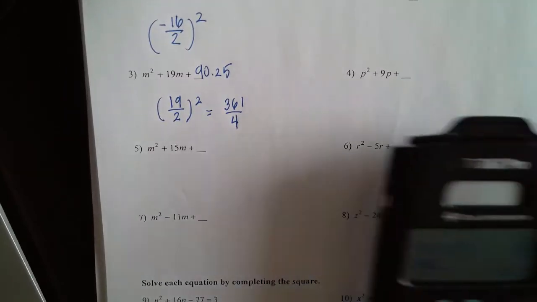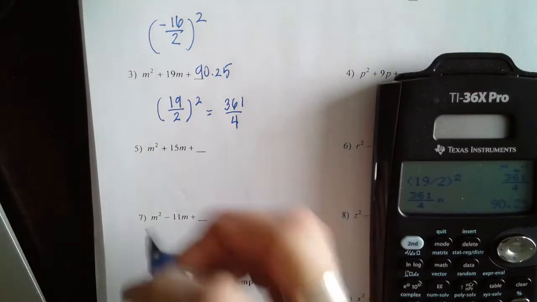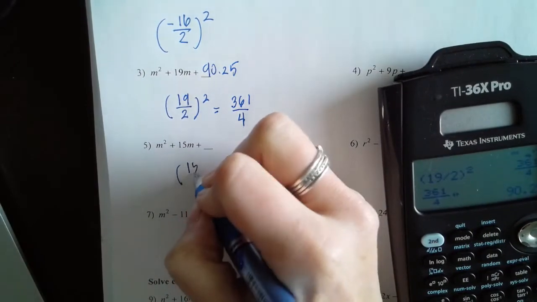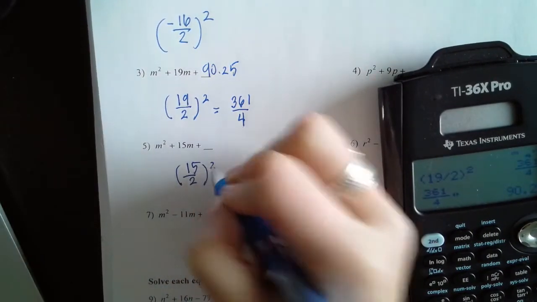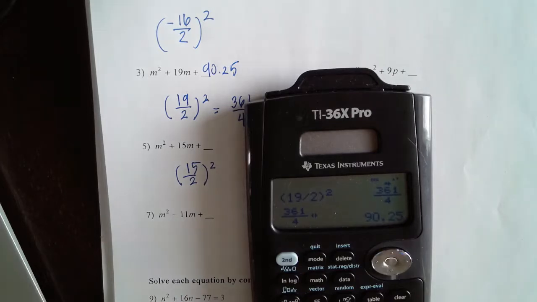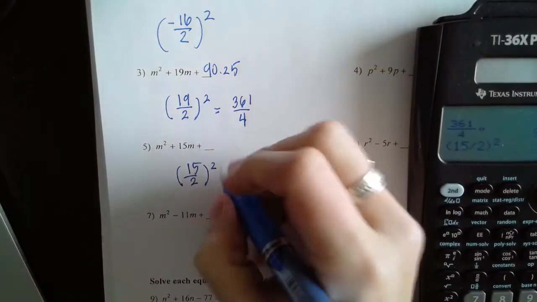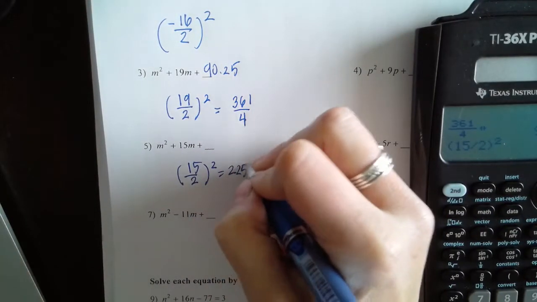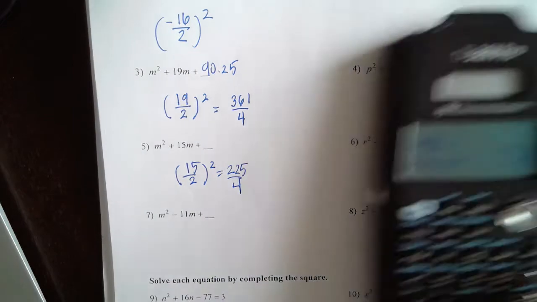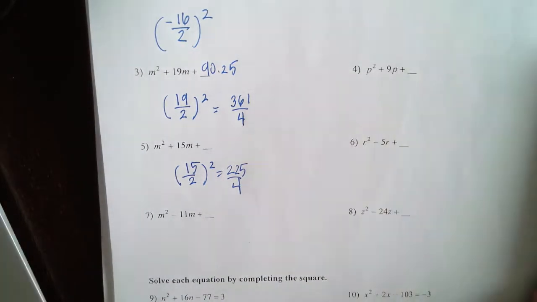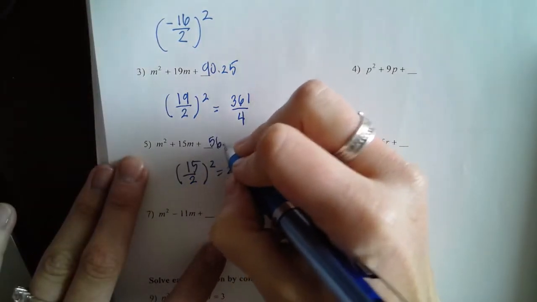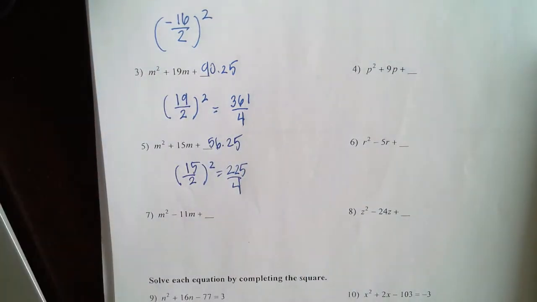Actually, yeah, tomorrow's. Okay, and the same thing like number 5, so you did 15 divided by 2 squared. So you could just type it in if you wanted to. 15 divided by 2 squared is 225 divided by 4. And then as a decimal, 56.25. Okay, anyways, you get the idea.